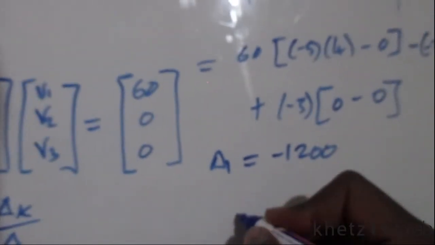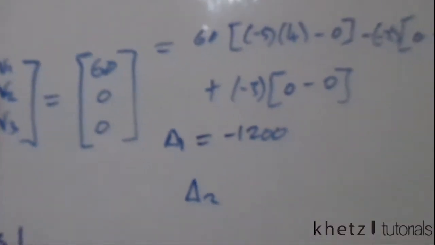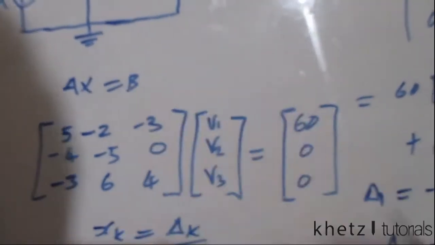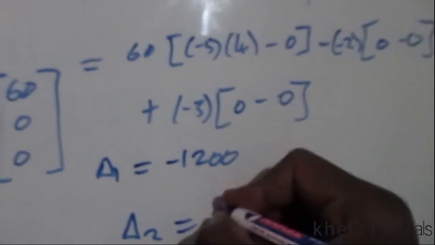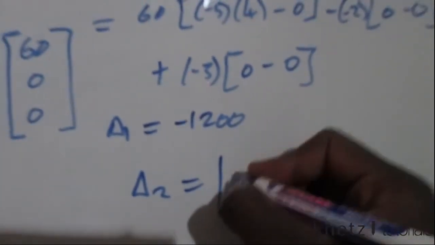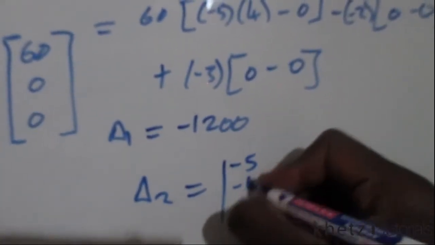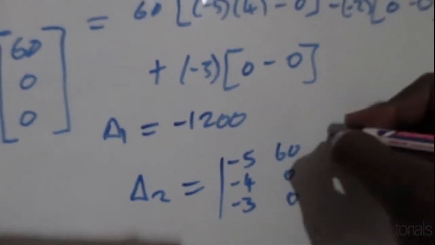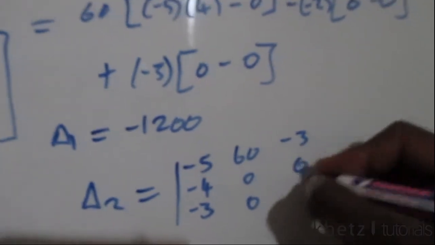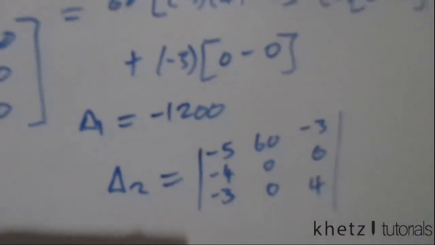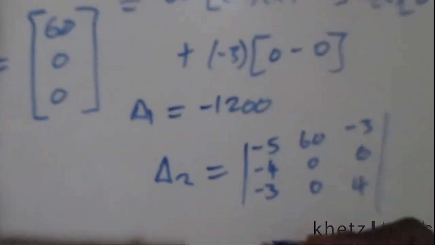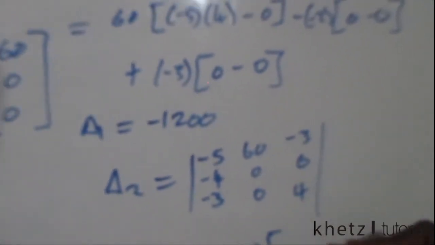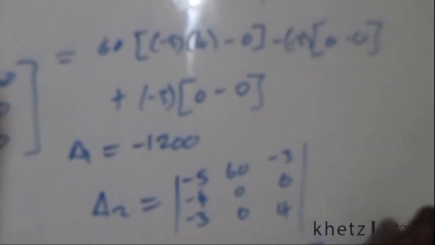And let's move on to find determinant 2. Determinant 2 is formed by shifting this column into the second column of the A matrix. And this is the new matrix which we're going to have. It's going to be negative 5, negative 4, negative 3, then 60, 0, 0, and finally negative 3, 0, 4, right? Then I'm going to do the same thing, cover up the first part and multiply that by that. I'm going to have negative 0 by 0.